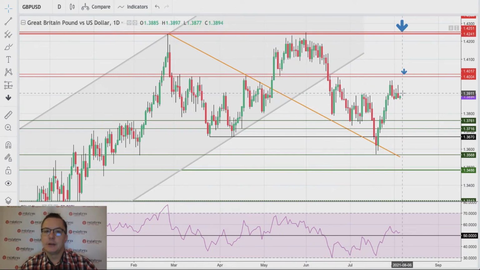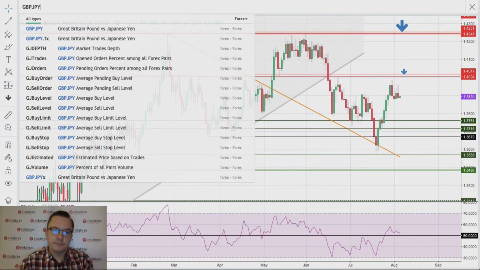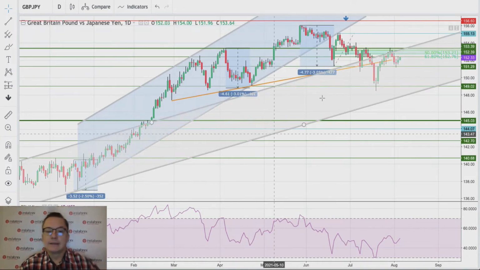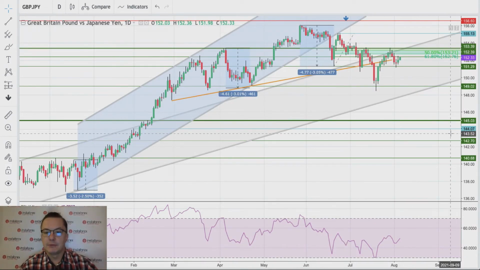If there is any mention of a possible interest rate hike, then we have a straight breakout of this level this week or the next week for sure, because the British pound will be, of course, getting more and more expensive. So it's better to buy it now than later. That's the market situation right now. So please keep an eye on these two levels in the British pound to the US dollar. The same situation is with the British pound to Japanese yen.